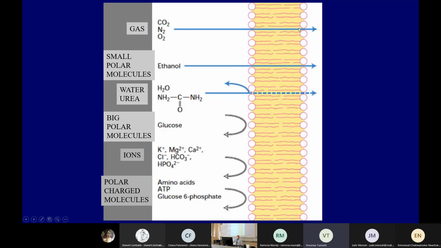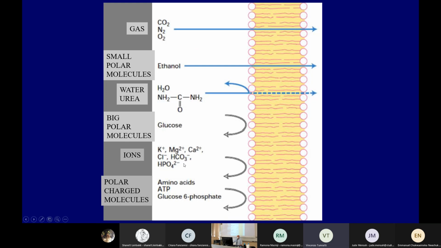Gas can freely cross the membranes. CO2, nitrogen, oxygen. Ethanol, without any problems. Water, urea, glucose, no. But we need glucose. But there is a specific transport system to introduce glucose, because glucose is water soluble, you know, it's a sugar, and there is a special transport system to introduce glucose inside the cells.